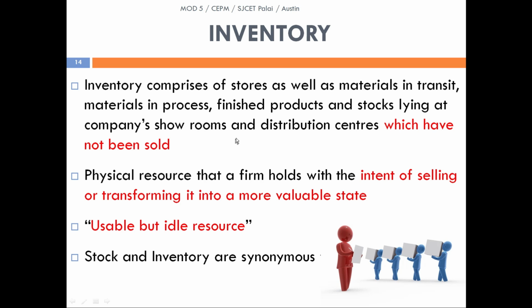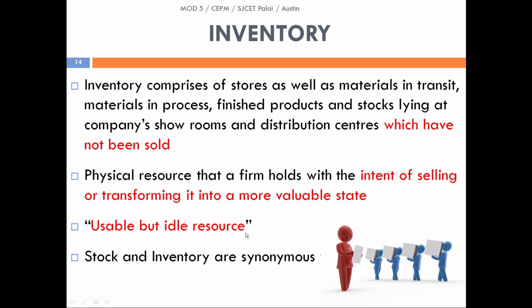Inventory comprises stores as well as materials in transit, materials in process, finished products, and stocks lying at the company's showrooms or warehouses or distribution centers which have not been sold. So inventory involves all these kinds of materials, whether in a status of transit or transportation, in a status of processing, in a status of finished products, or stocks lying as idle resources without being sold. All this comes under inventory.